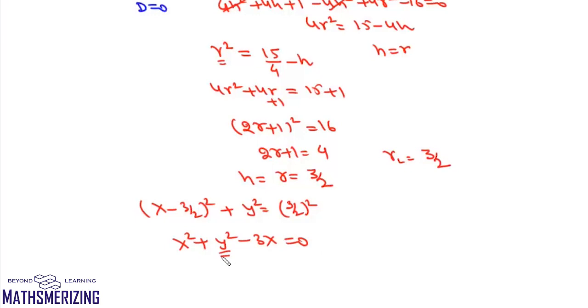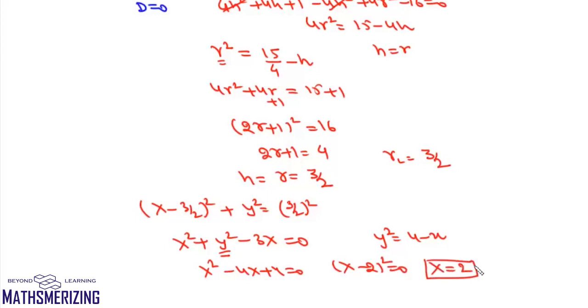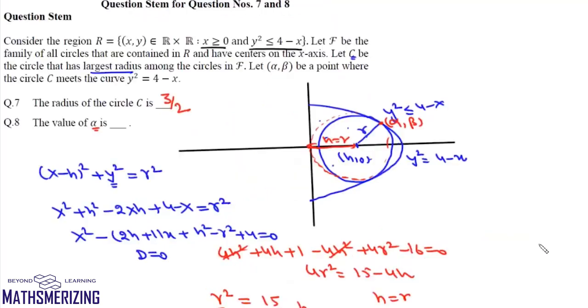Now we need to find the point of intersection with this parabola, which is y square equals 4 minus x. Now we put y square as 4 minus x, and we get x square minus 4x plus 4 equals 0. That is x minus 2 whole square equals 0. And since they are both tangent, we are getting only one value of x. So here the value of alpha is simply 2. So the value of alpha in this case is 2. So the answer to this question is 3 by 2 and 2.